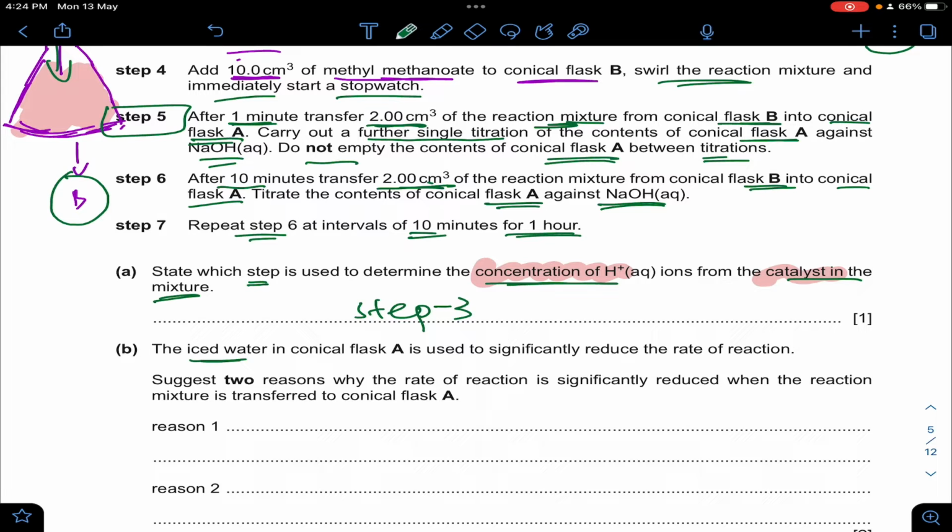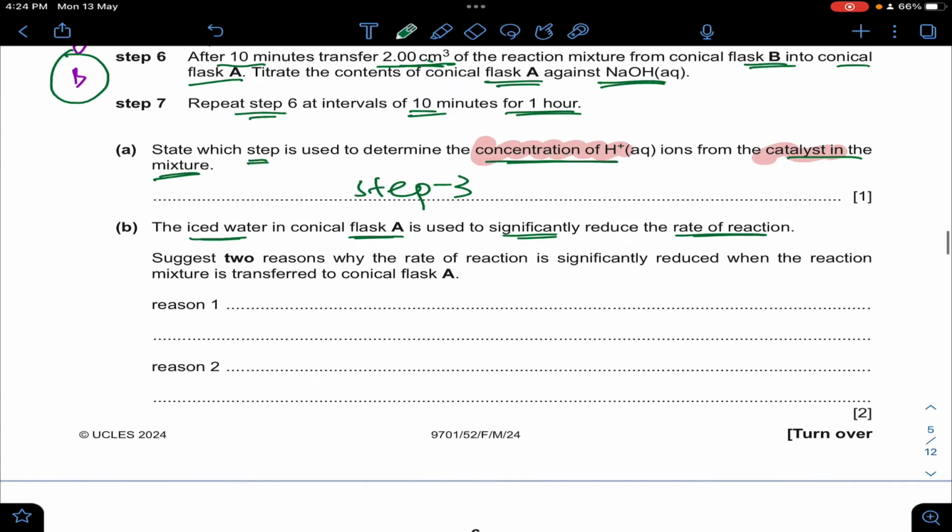The iced water in conical flask A is used to significantly reduce the rate of reaction. Suggest 2 reasons why the rate of reaction is significantly reduced when the reaction mixture is transferred to conical flask A. So the first reason is lowering of temperature, because we are using iced water. At very low temperature, the kinetic energy of particles will decrease and no further reaction will take place. So the first reason is lowering of temperature, and the second reason is we are diluting it.